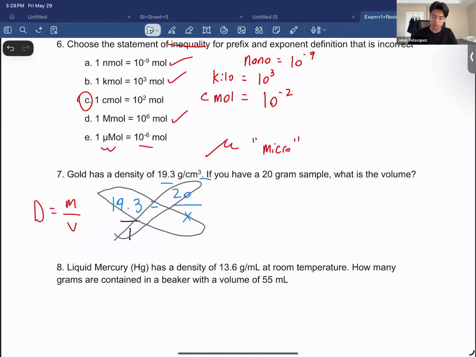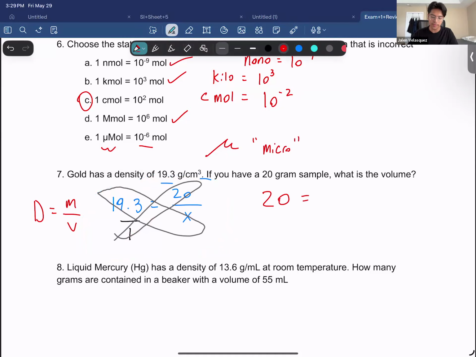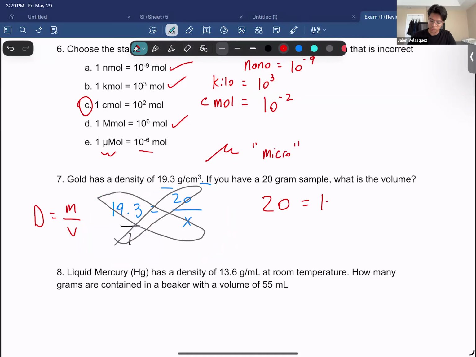Okay, so we cross multiply, right? 1 times 20 is just going to be 20. Set that equal to 19.3 times x, which should be 19.3x. Does this maybe look a little more familiar how to solve from here? Right, we're solving for x, so we can divide both sides by 19.3. That way this will cancel off and we have x isolated.